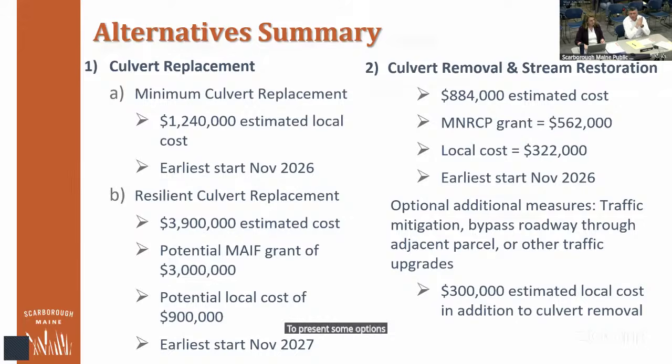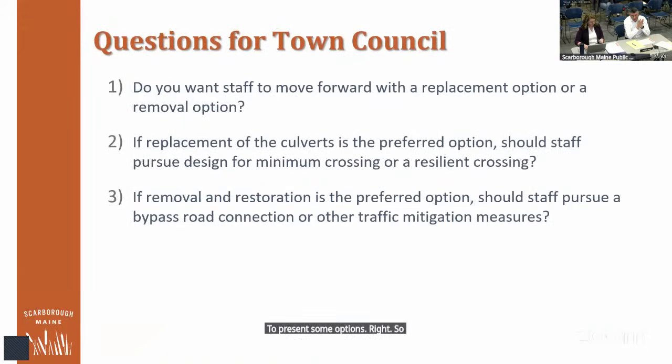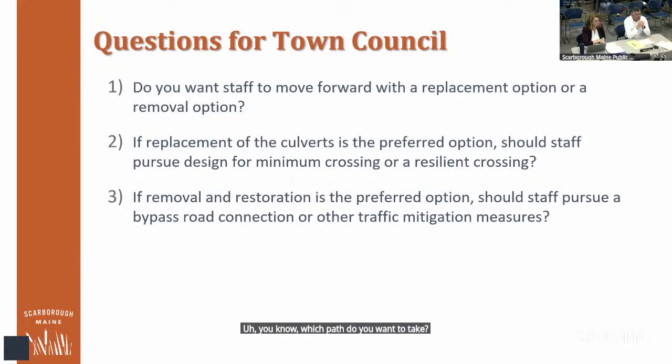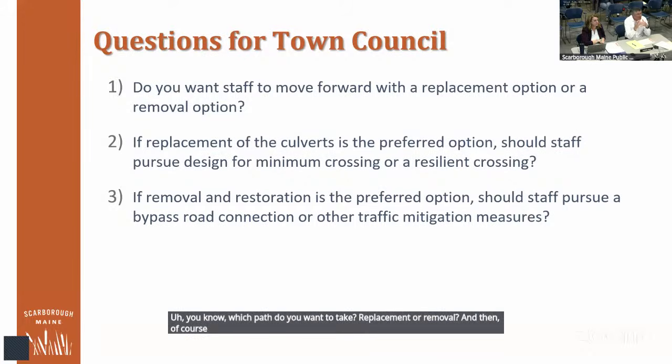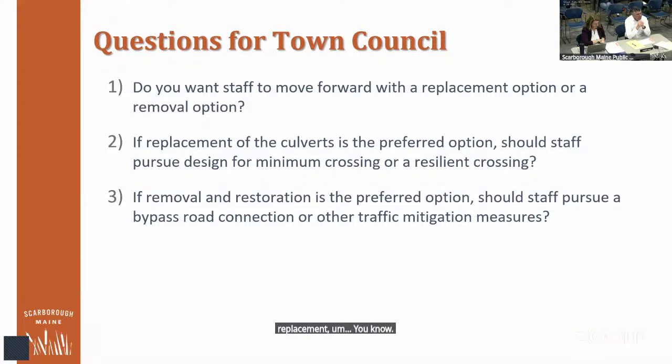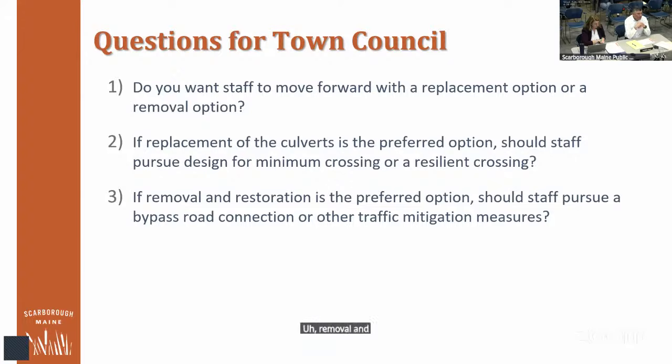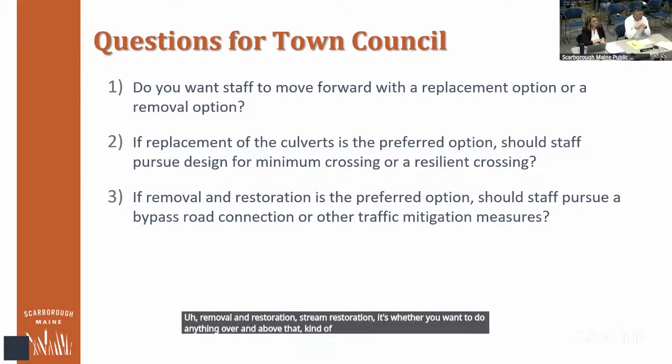Right. So we've posed three basic questions, and this might be a good point for you to have some discussion around them. The basic threshold question is, which path do you want to take, replacement or removal? Then, depending on that decision, for replacement, is it the minimal design or the resilient design you'd like to approach? And with respect to removal and stream restoration, it's whether you want to do anything over and above that, the traffic mitigation sorts of things.